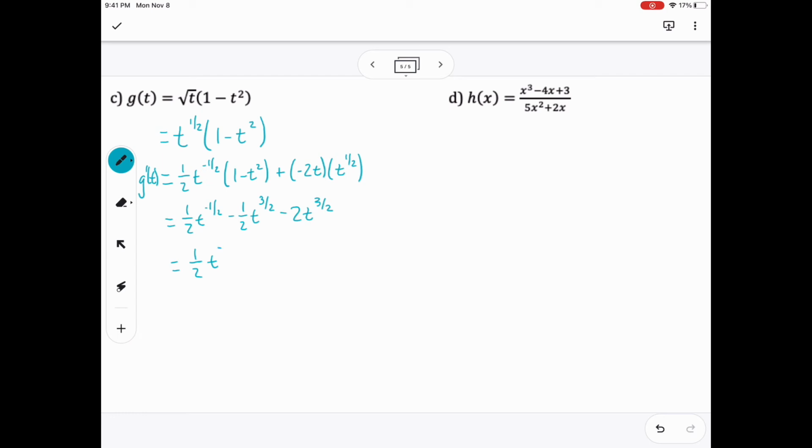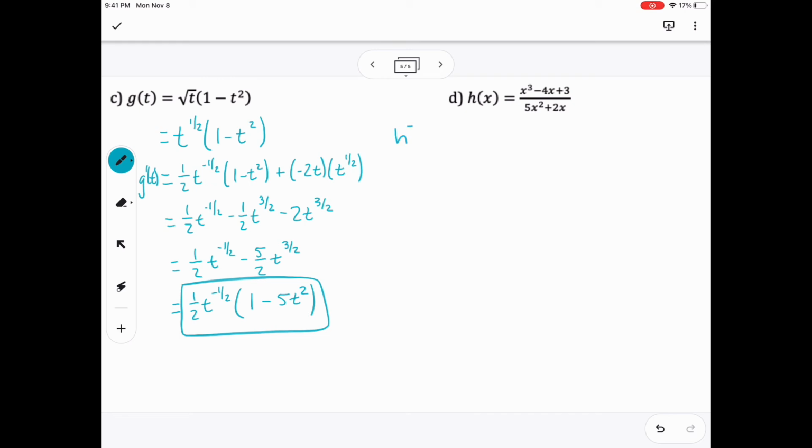So 1/2 t to the negative 1/2 minus 5/2 times t to the 3/2 power. Here I'm going to factor out a 1/2 and a t to the negative 1/2 power. That allows me to get 1 for the first term, and then the 1/2 makes it 5, or negative 5. And then taking out a negative 1/2, remember that's division, so it's like 3/2 minus a negative 1/2. So then that allows me to get 4/2, which is 2.